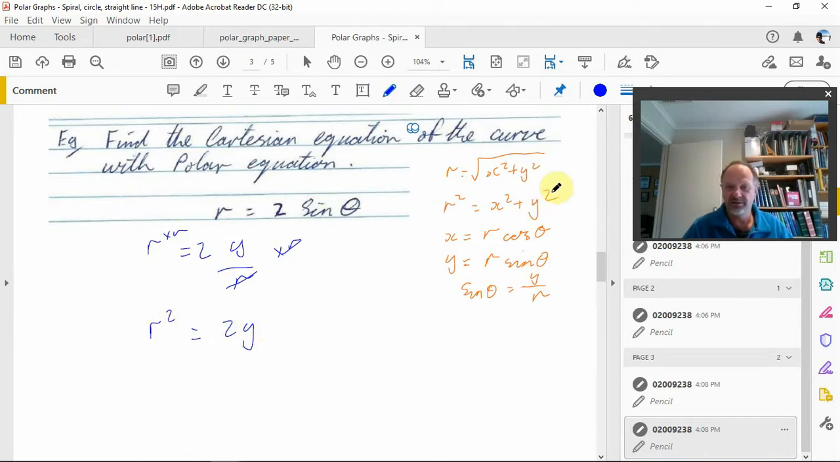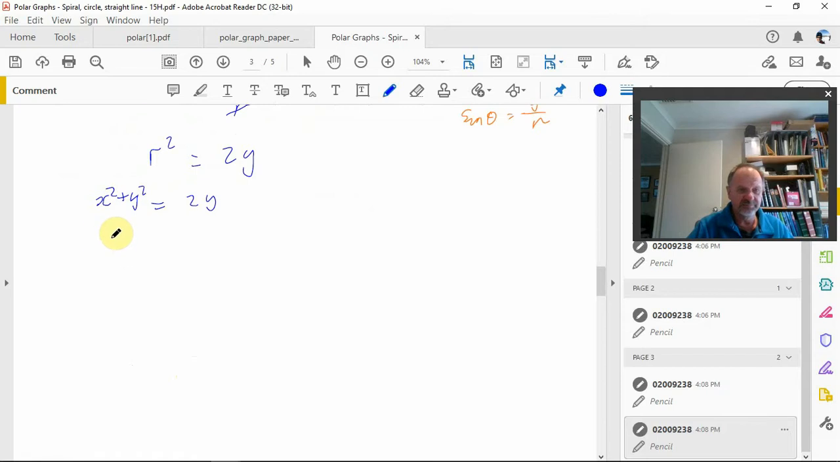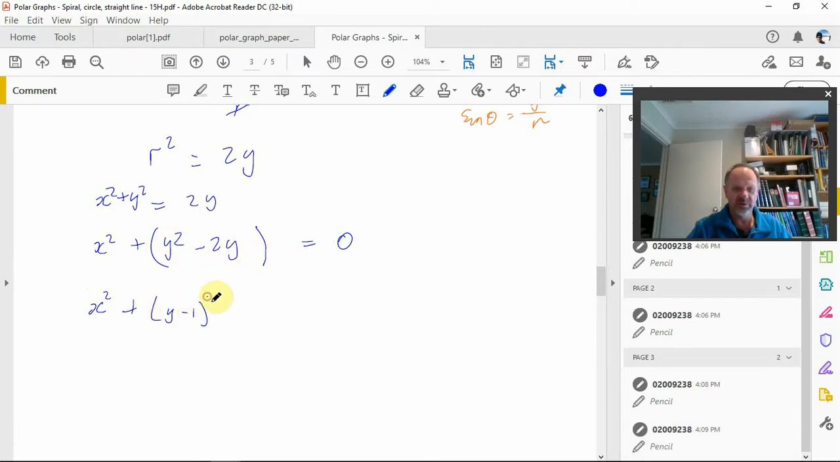Now I'm going to use this up here, that r squared is x squared plus y squared, and that equals 2y. Now I need to rearrange a bit. Let's bring the 2y over there. I've got to take it away, don't we? Minus 2y equals 0 now. And what I'm going to do is complete the square with this stuff. The x squared is already a perfect square, but I want to complete the square with the y squared and the minus 2y. So that's y minus 1 all squared. Of course, we need a plus 1 there, and we need a minus 1 there.